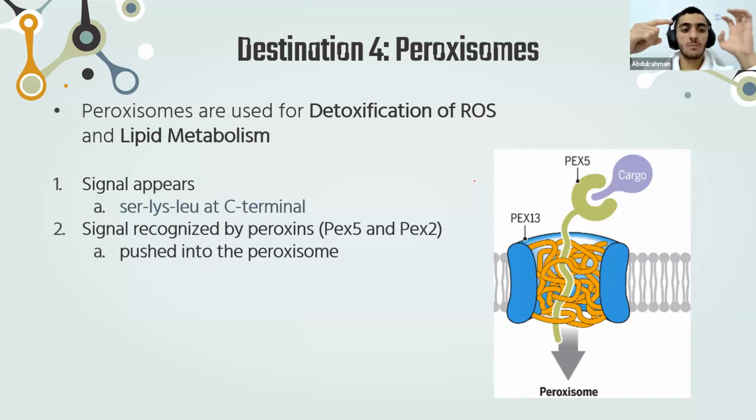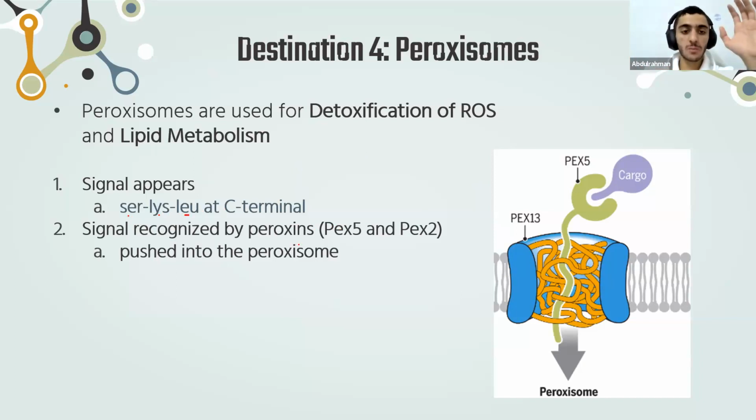The signal is going to be bound by the receptor, and then the receptor takes it into the peroxisomes. Okay. So what is the signal? The signal this time, remember at the first slide, I told you two important things to remember. The N-terminal hydrophobic sequence to the endoplasmic reticulum, and the serine, lysine, lysine that's going to be used for peroxisomes. Okay, so this is our signal.